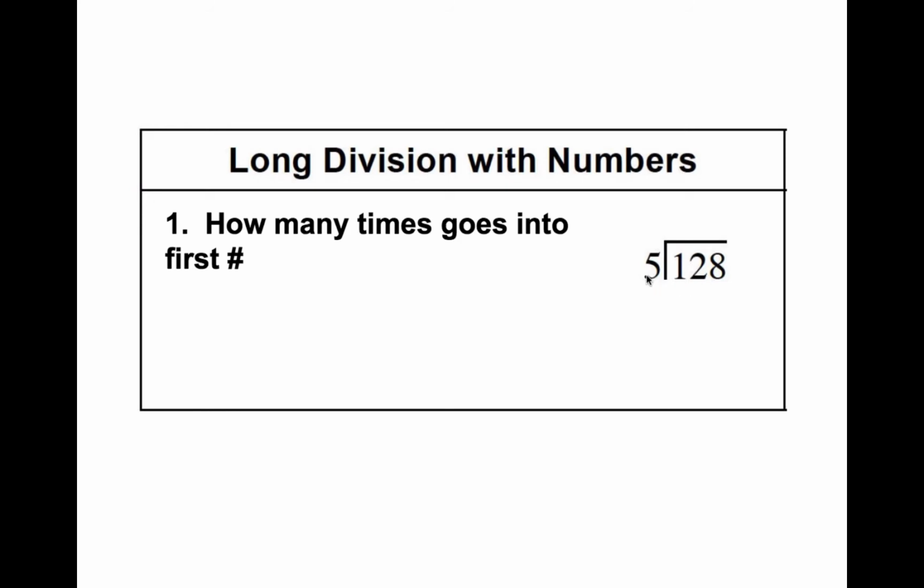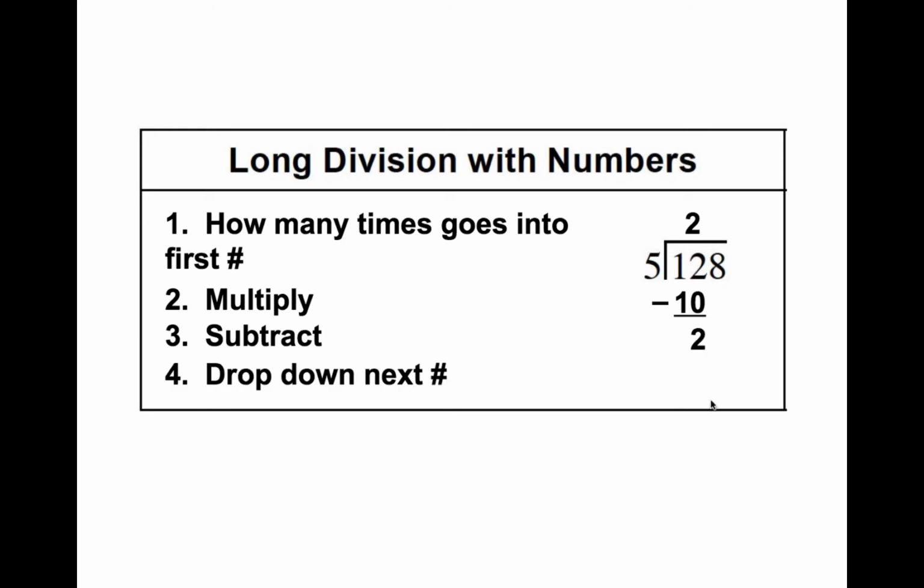So we can say how many times does 5 go into 12? Well, the answer would be 2. The next step would be to multiply. So 5 times 2 is 10. That goes below. The next thing you would do is to subtract those numbers. So 12 minus 10 makes 2. And then the next step would be to drop down that next number. So the 8 drops down to make 28 here.